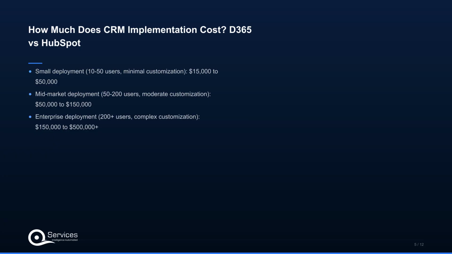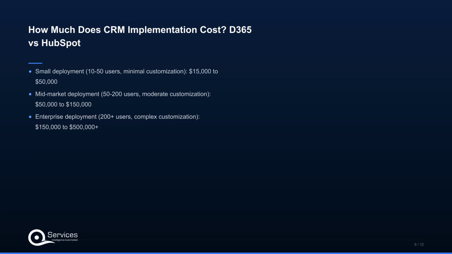Let's talk about how much does CRM implementation cost. D365 versus HubSpot. CRM implementation cost is where most comparisons get vague. Here are specific numbers for 2025. Microsoft licenses Dynamics 365 Sales per user per month. These are 2025 list prices. Volume discounts apply under Microsoft Enterprise agreements. For a full breakdown of what each plan includes, the Microsoft Dynamics 365 licensing guide covers every module and add-on in detail.